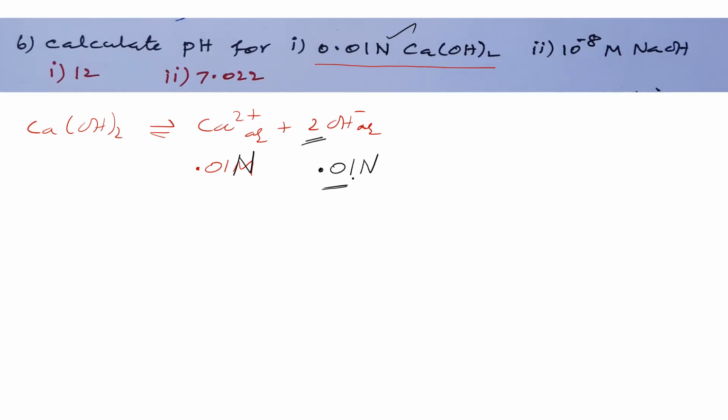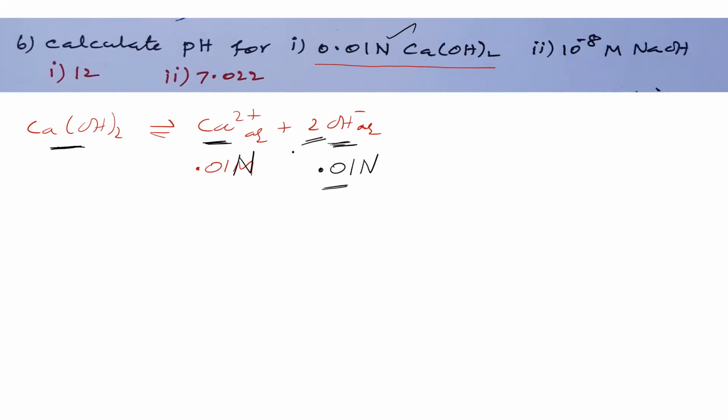Normality is given, which is why we should not multiply by 2. Now, how am I reading this equation? One gram equivalent of calcium hydroxide gives one gram equivalent of calcium ions and one gram equivalent of hydroxide. I will read this equation in another form. On dissociation, 1 mole of calcium hydroxide gives 1 mole of calcium ions and 2 moles of hydroxide ions. In terms of moles, we have to follow the balanced equation.